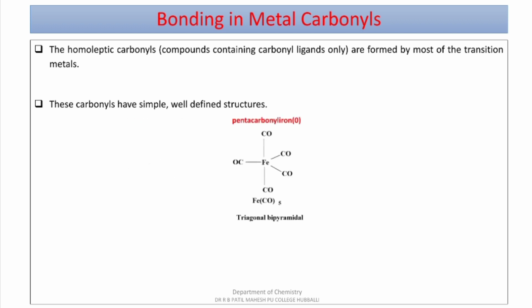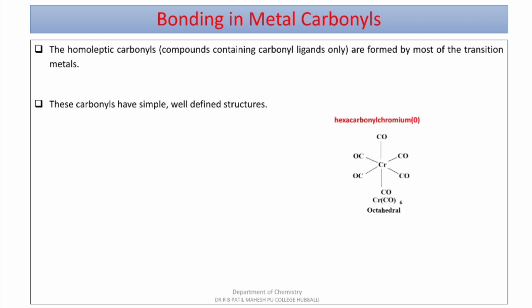Next comes the trigonal bipyramidal complex with coordination number 5. The name of the complex is pentacarbonyliron(0). Next comes the octahedral complex with coordination number 6, hexacarbonylchromium(0).